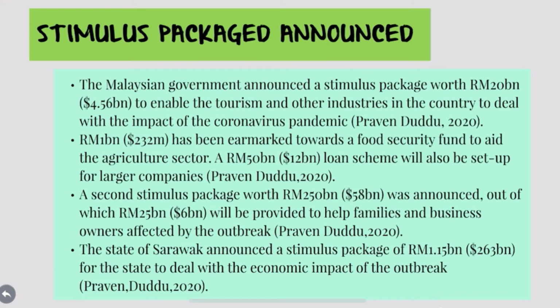Further, 1 billion ringgit has been earmarked towards a food security fund to aid the agriculture sector. A 50 billion ringgit loan scheme will also be set up for larger companies. The scheme will offer guarantees for up to 80% of the amount borrowed by the companies. A second stimulus package worth 250 billion ringgit was announced, out of which 25 billion ringgit will be provided to help families and business owners affected by the outbreak. The people affected will be provided with one-off payments and discounts will be offered on utilities.